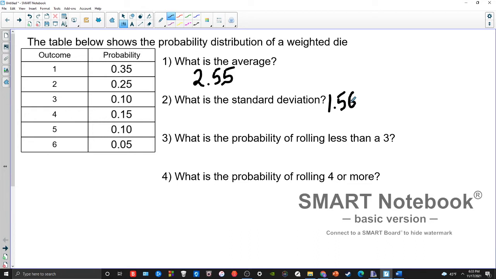Okay. Now, if I wanted to figure out what the unusual values would be, I would do 2.55 plus 2 of these and 2.55 minus 2 of these. That would give me my boundaries for usual and unusual in case I ask.